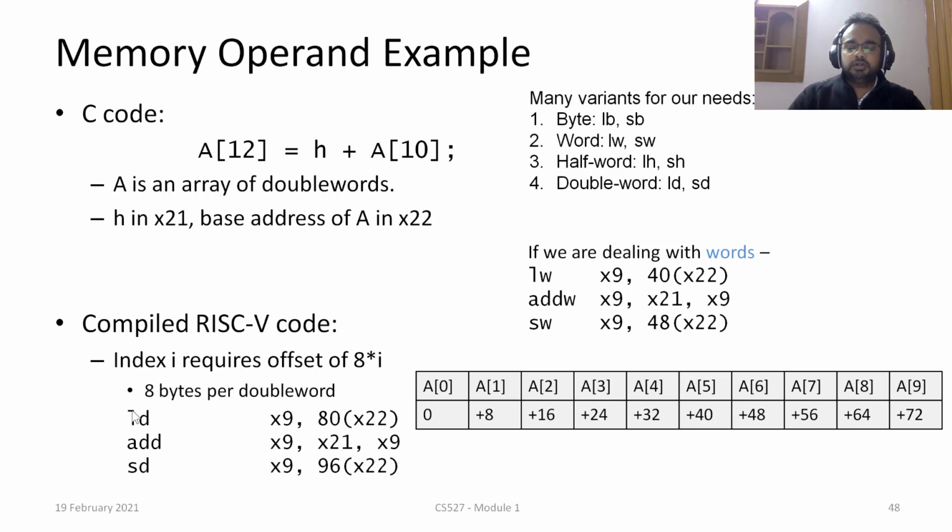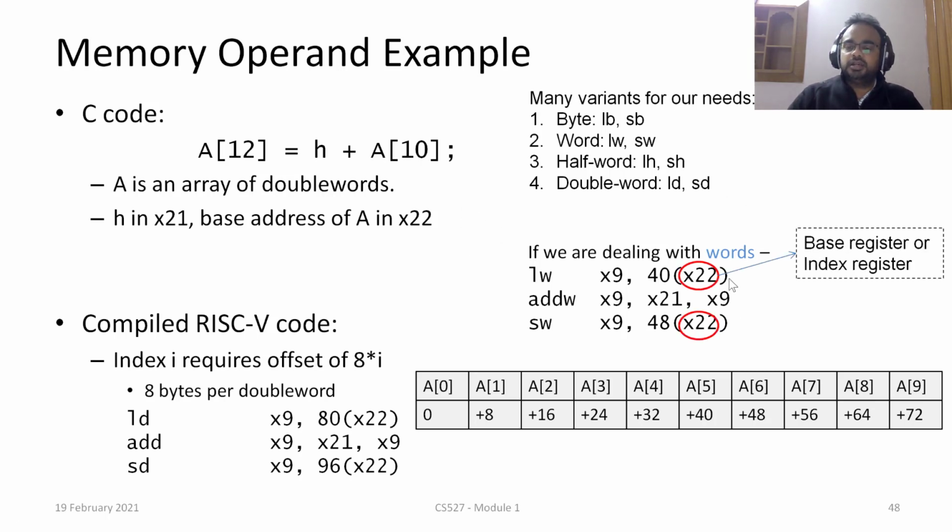Not only the load double word and load word, RISC-V also gives us many other sizes to work with. We can work with data which is of just the size of a byte using load byte and store byte. If it is word, load word, store word. If it is half word, which is 16-bit, then we would use load half word LH and store half word SH. And like we already saw, double word would require LD and SD.